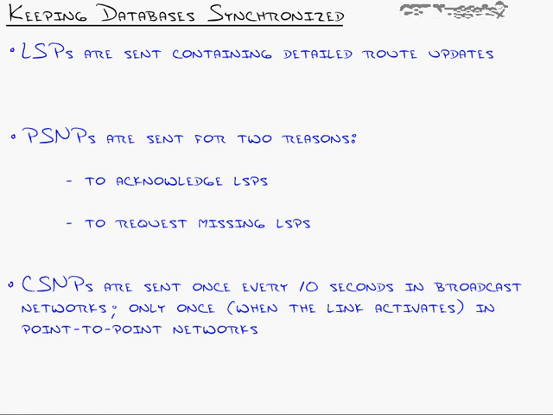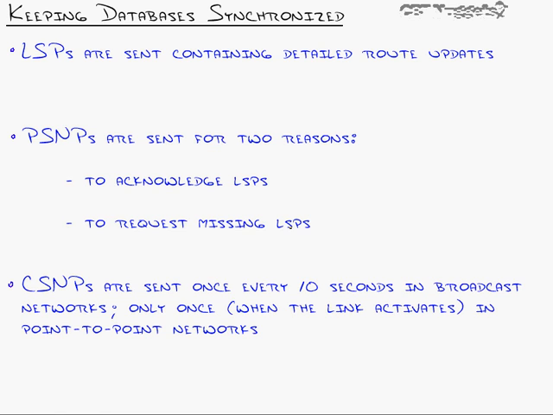The PSNPs, the partial sequence number PDUs, are sent out as, number one, acknowledgments. So as those LSPs are being sent that say, here's the information about the network, PSNPs are being sent back saying, got it, got it, got it. They're just little acknowledgments for ISIS. This does not run on top of TCP, so it has to have its own acknowledgments or reliability mechanism. The other thing that it's used for is to request missing LSPs.